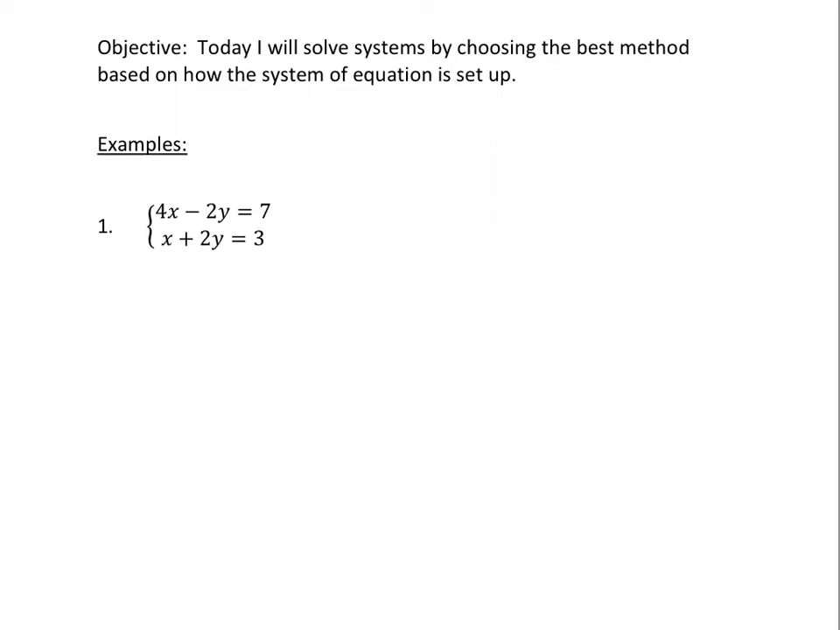So let's go ahead and list out our methods that we've learned so far. We have the first one, which was the graphing method. And generally, it's going to be easiest to use graphing when you have y already by itself, because you're going to have that in order to graph it. Our second method was substitution. And this one is generally best used when one of the equations has a variable by itself, and it can be the x variable or the y variable.